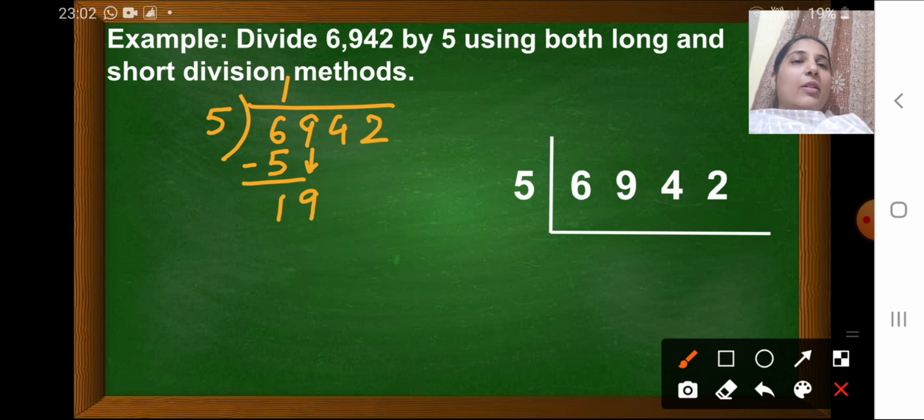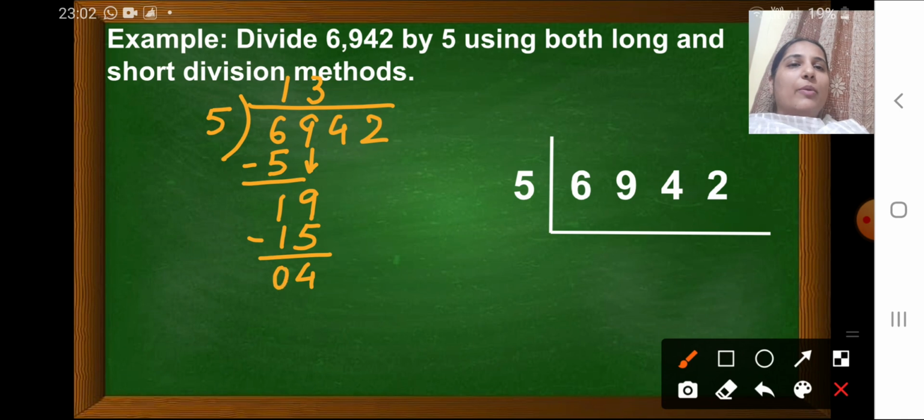Now 5, how many times will give us less than 19? So 5 2s are 10, 5 3s are 15, 5 4s are 20. So 5 4s are 20 will be more. So how many times? 5 3 times. So 5 3s are 15. We will subtract here. Now 9 minus 5, 4, and 1 minus 1, 0.